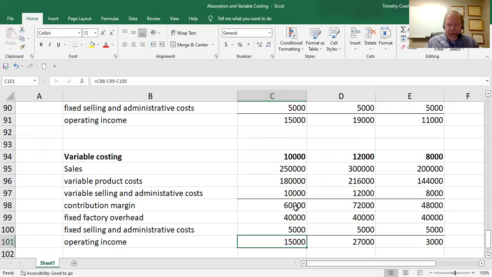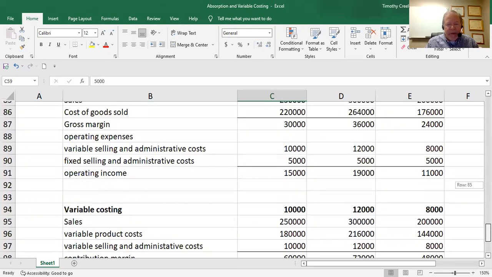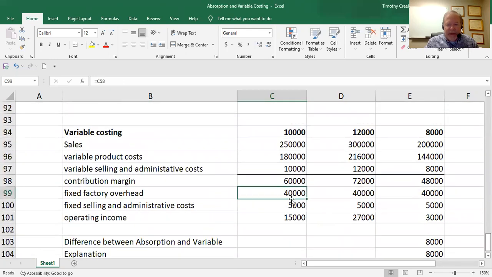So we've got our total contribution margin of 60. We're going to take away the fixed factory overhead. Remember that under variable costing, you expense this off in total every period, which is 40,000, which was given to us here in the problem: fixed factory overhead, 40,000. And then also the fixed selling and administrative expense, which is 5, which was given to us here, will also be deducted. And we come back to operating income of 15,000.